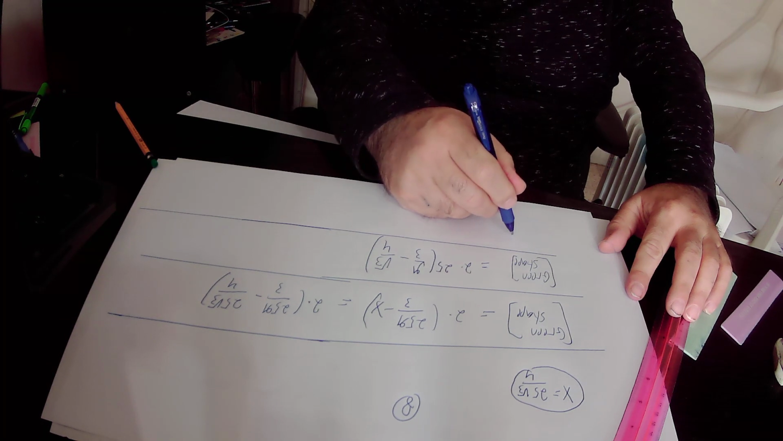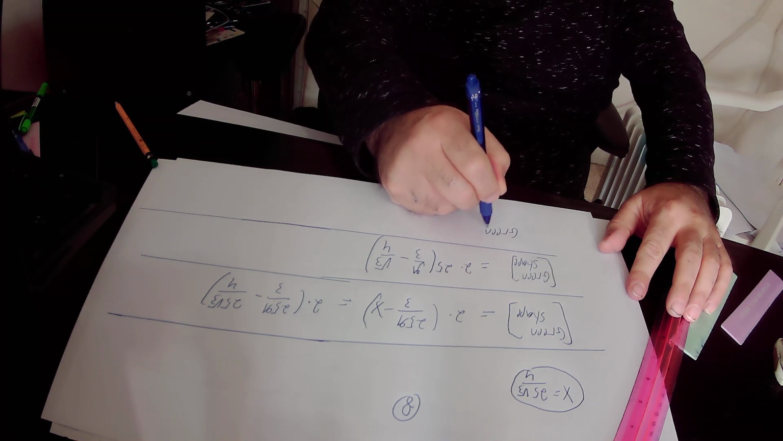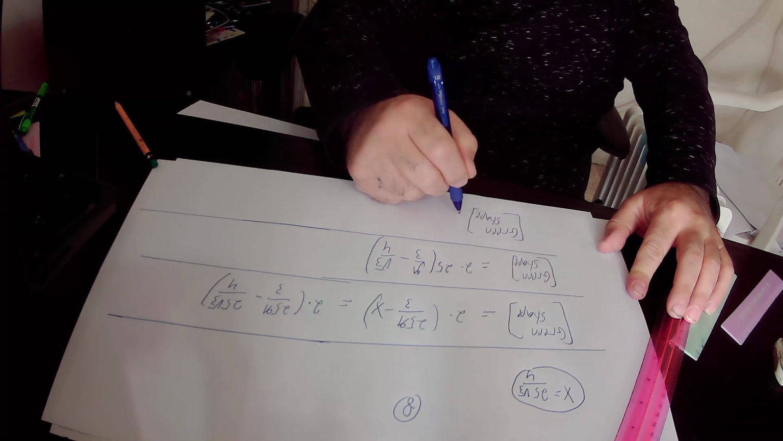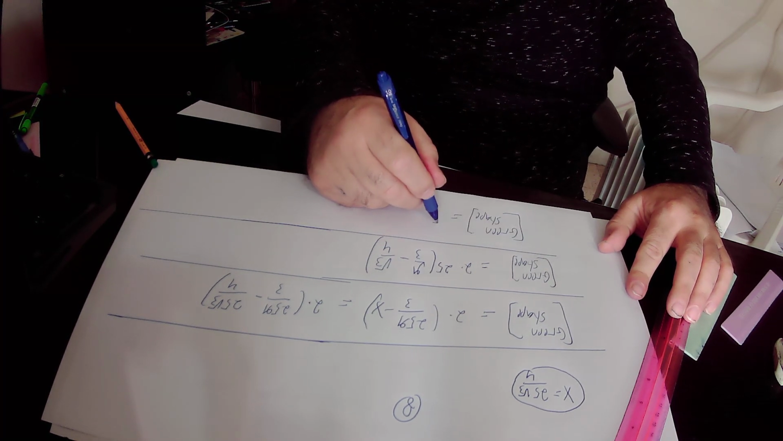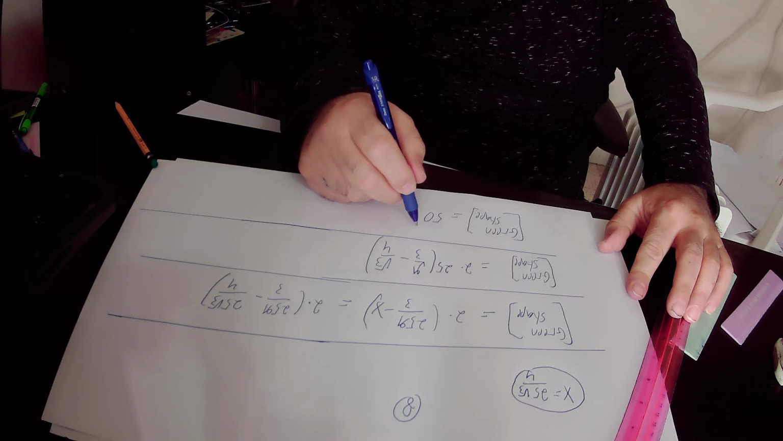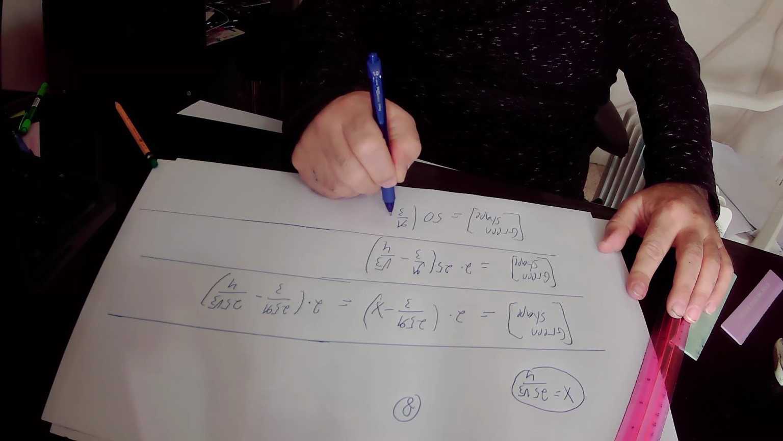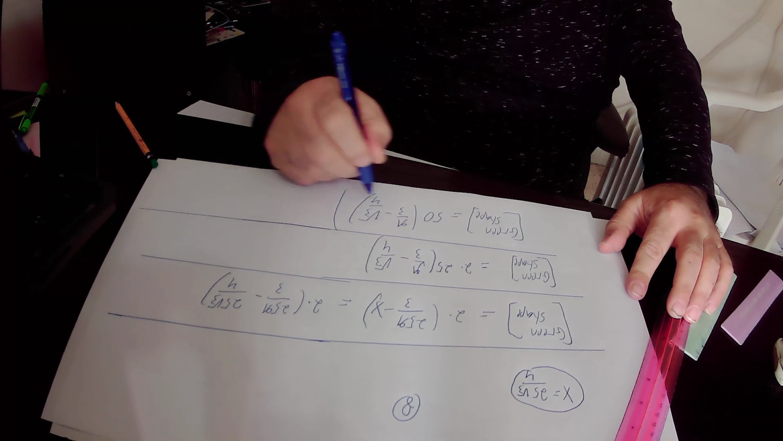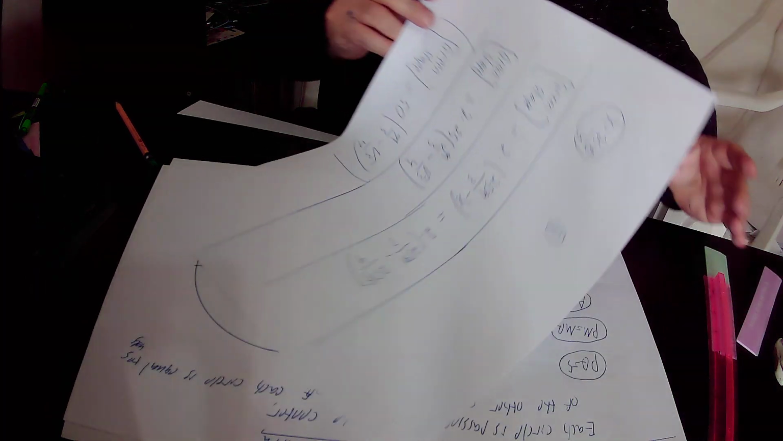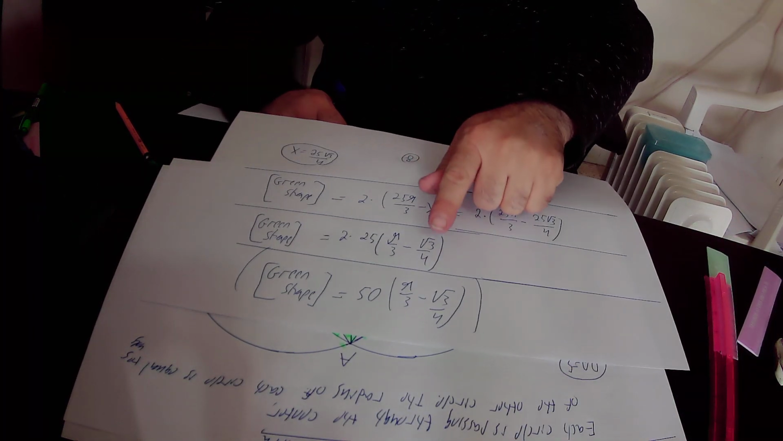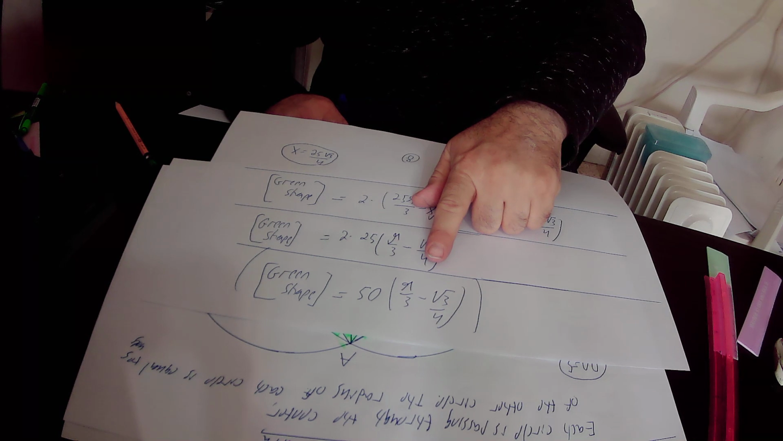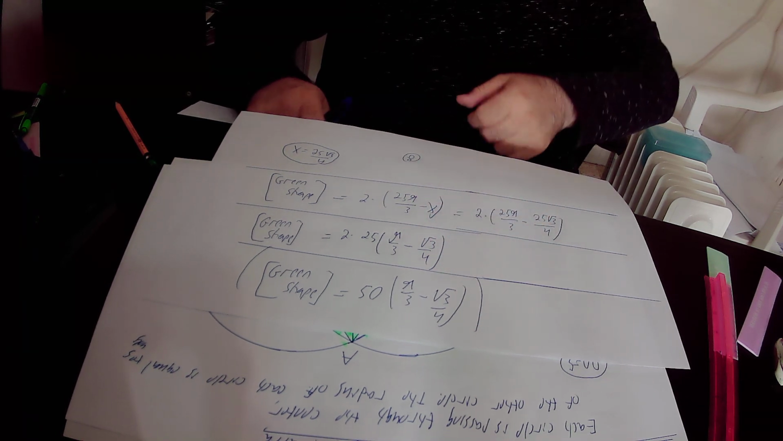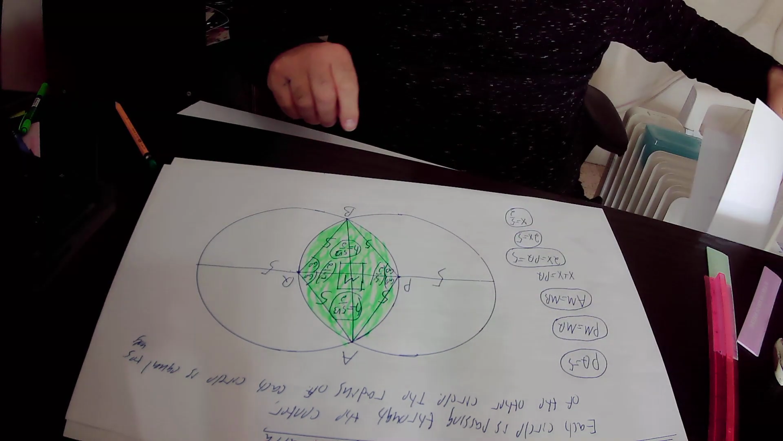So the area of the green shape will be equal to 2 times 25, which is 50. So it is 50 times pi over 3 minus square root of 3 over 4 square units. I will repeat. The area of the green shape according to the first method equals 50 times pi over 3 minus square root of 3 over 4 square units. We finished with the first method.